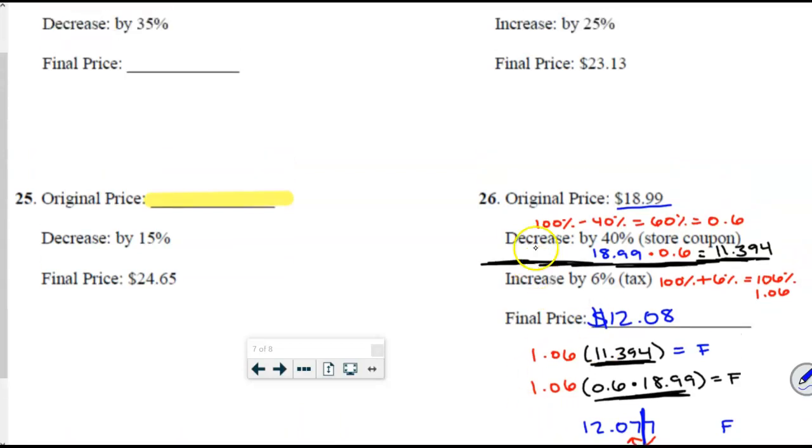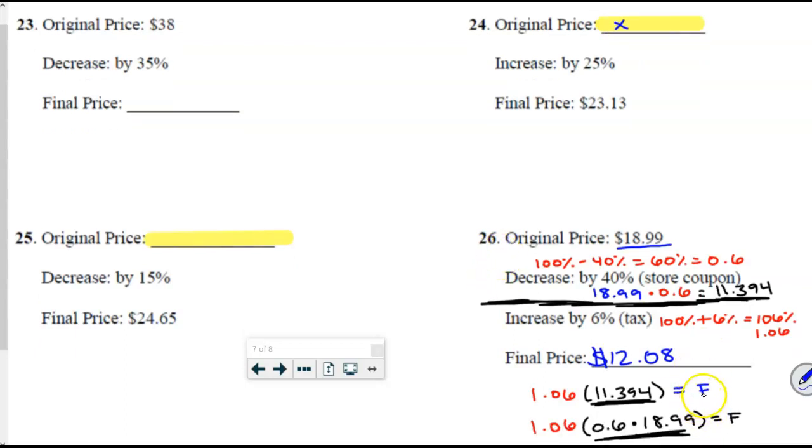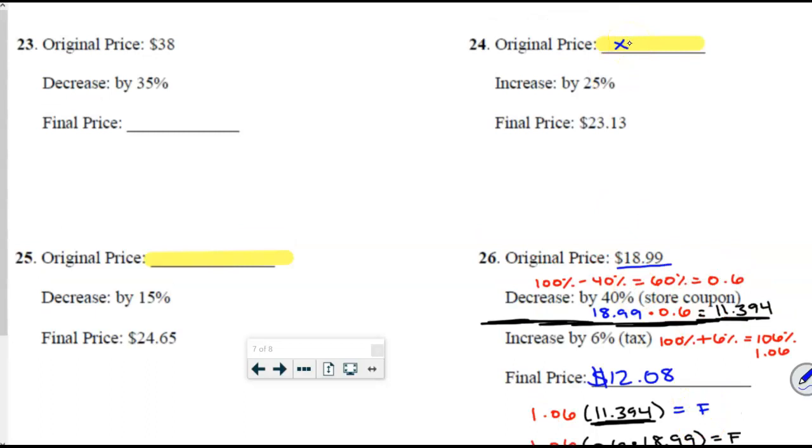Okay, with that in mind, I want to go over 24 as well. Same type of process here, fewer steps, but same type of process. The original price is unknown. Whenever it's not known, that's when I'm going to use a variable. Just like I did here, I didn't know the final price, so I used a variable. But I do see in this problem, it's an increase of 25%. So I have 100%, I'm increasing at 25%. That gives me 125% of the original, which calculates to the decimal 1.25.